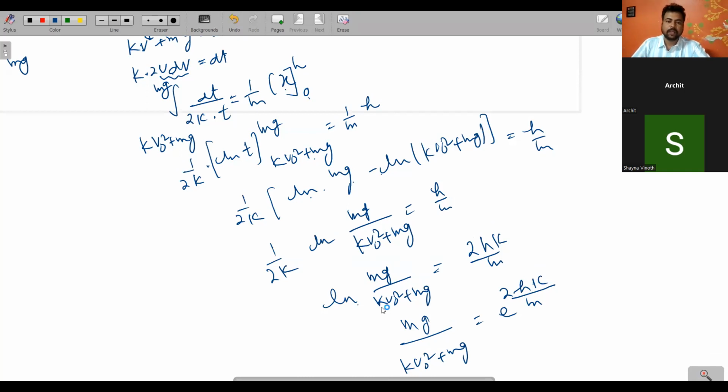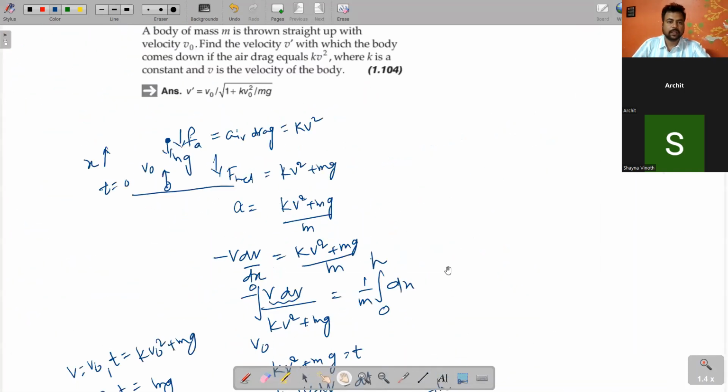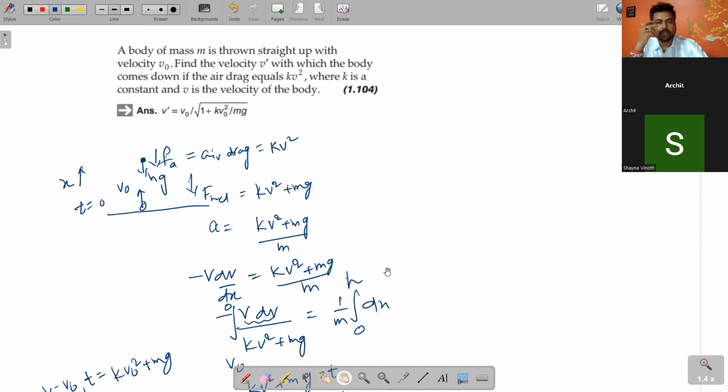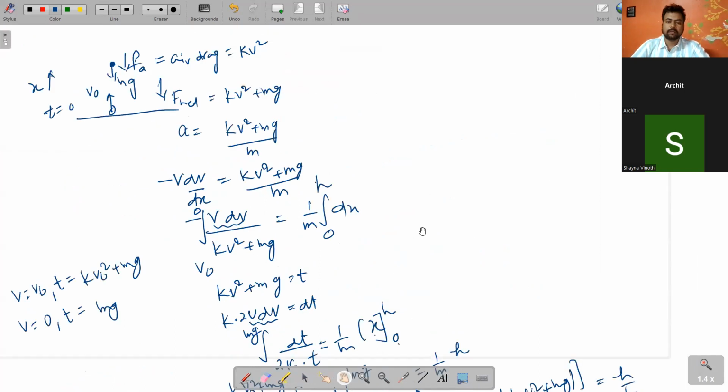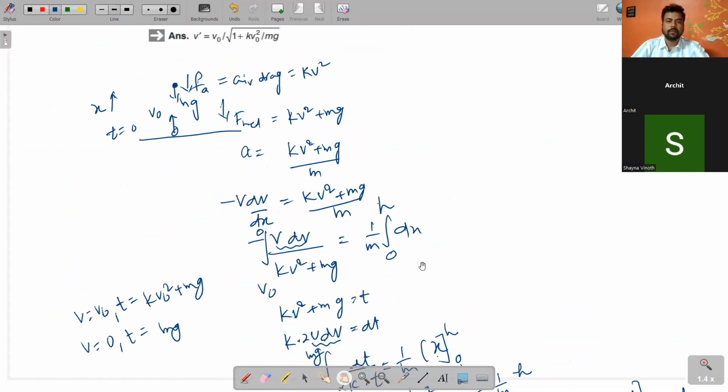We have to find the velocity v dash with which the body comes down when this body will strike the ground. So for that, first you note it down now.